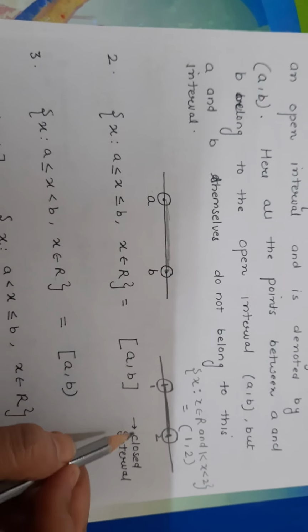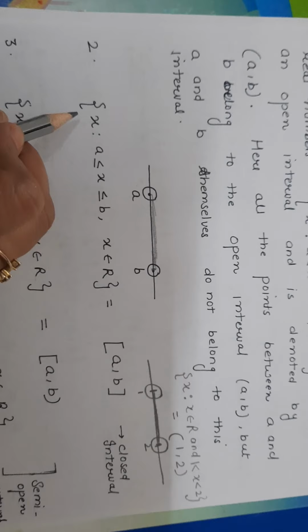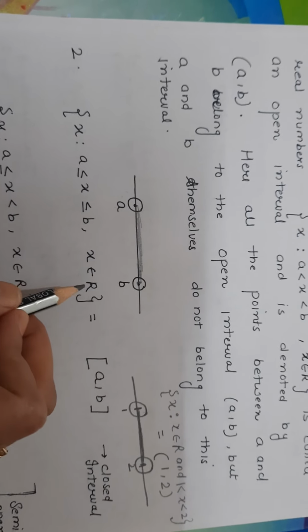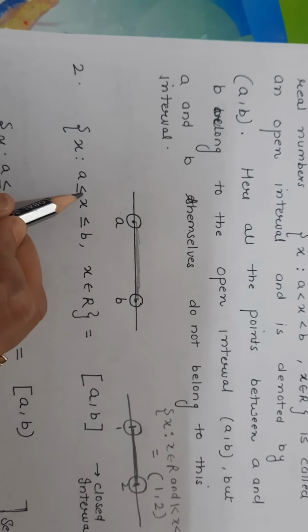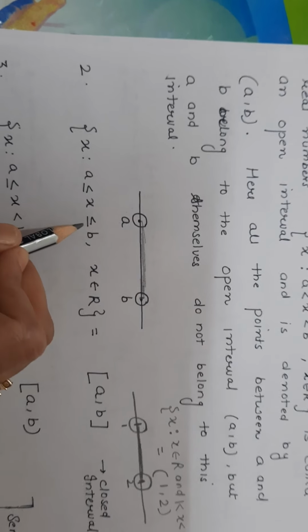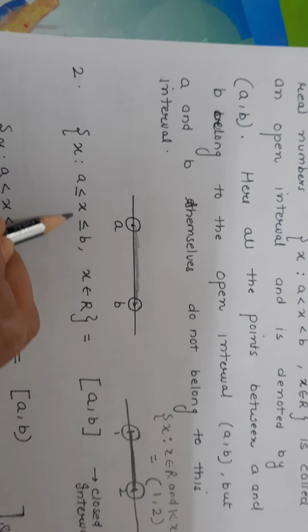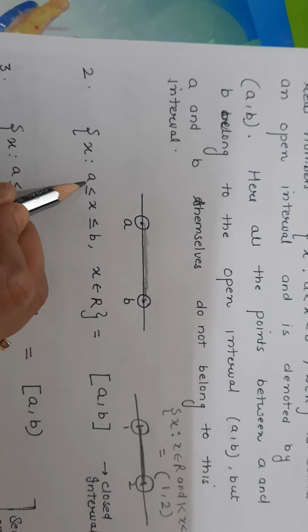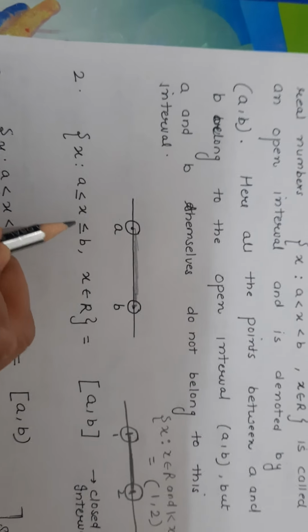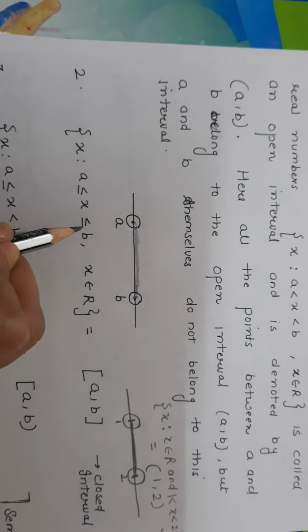The second is the closed interval. Just look here: the set of those x where x belongs to real and x is greater than or equal to A, but less than or equal to B. It means all the real numbers between A and B will also be included here.